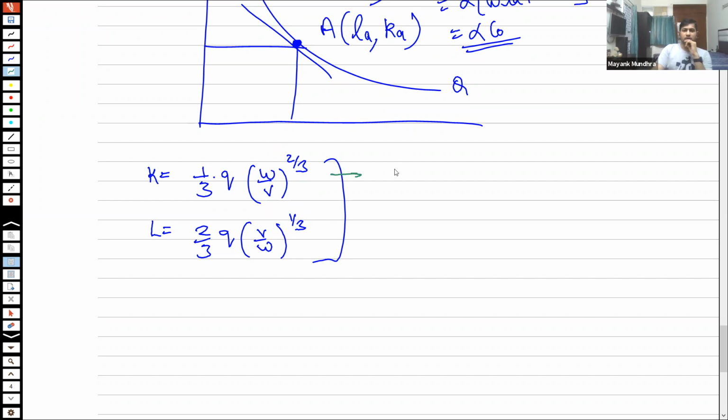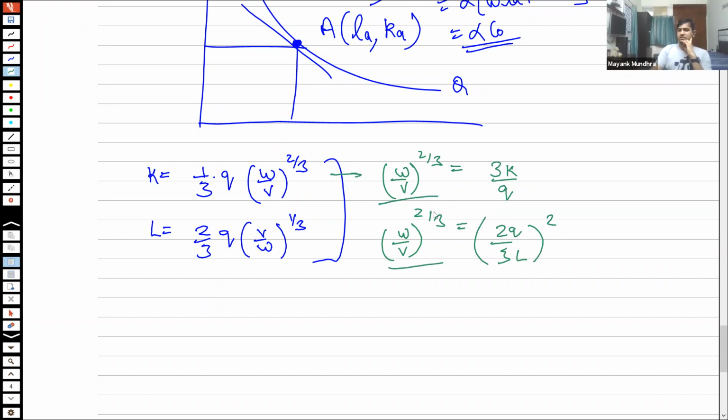Basically here what you can write is W by V whole to power 2 by 3 is equal to 3K by Q, and here what you get is V by W to power 1 by 3 is equal to 3L by 2. Then you can invert this particular thing, so this will become W by V is 2Q by 3L, and then you can take a square on both sides.